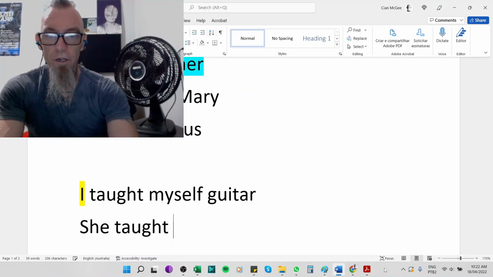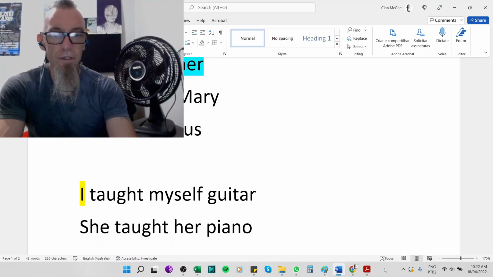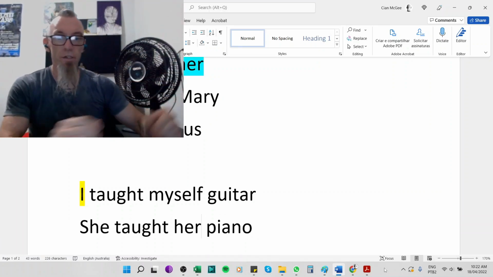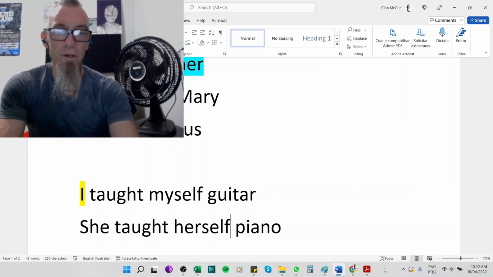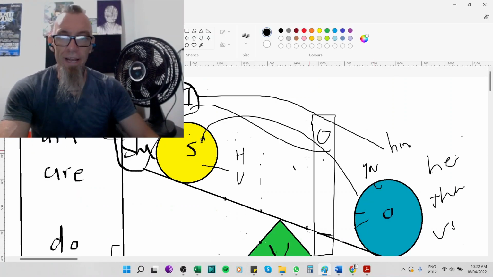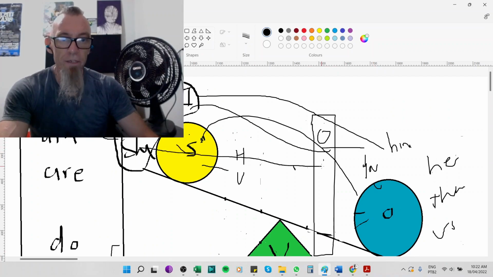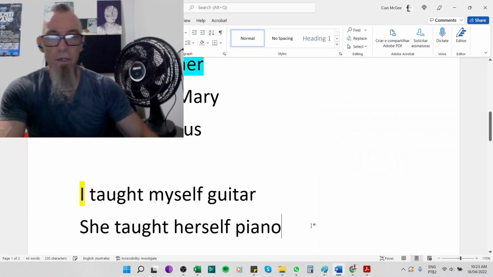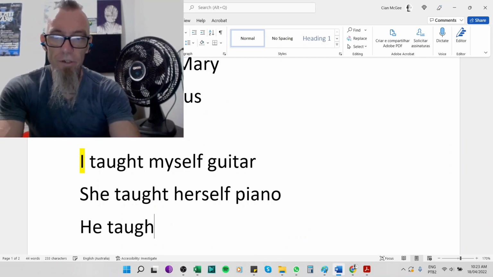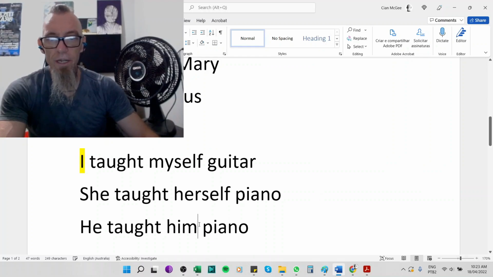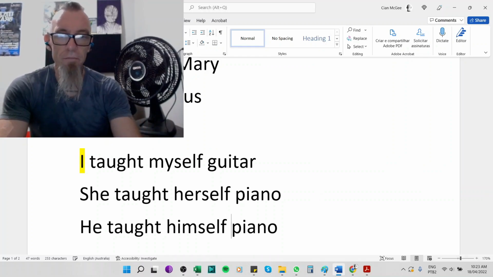She taught her piano? No, because her could be any girl. So she taught herself piano. And there, so now we see she is here as the subject. And in the mirror, we see her reflection. She taught herself piano. He taught him piano? No, he taught himself piano.